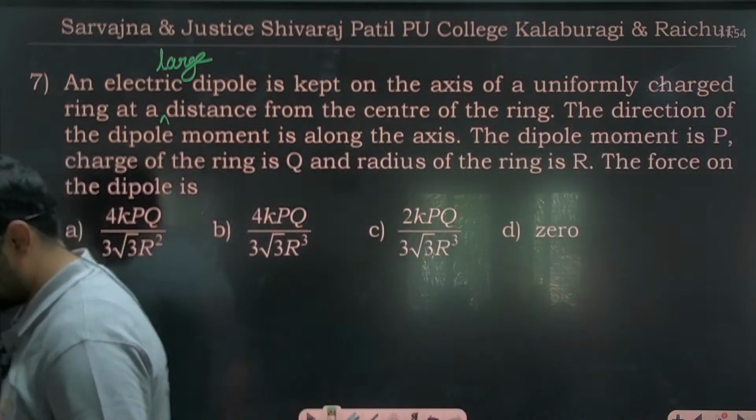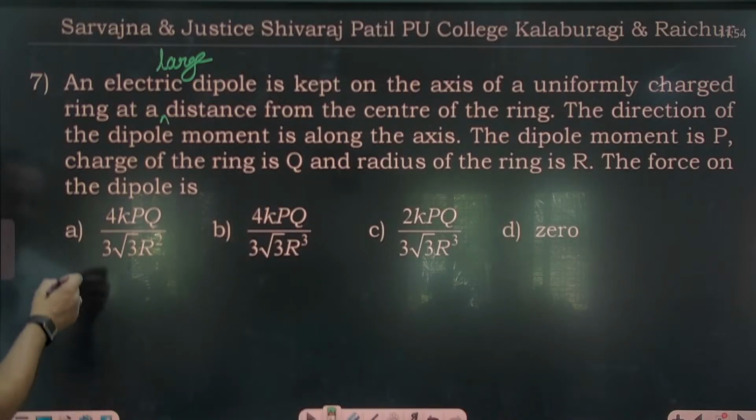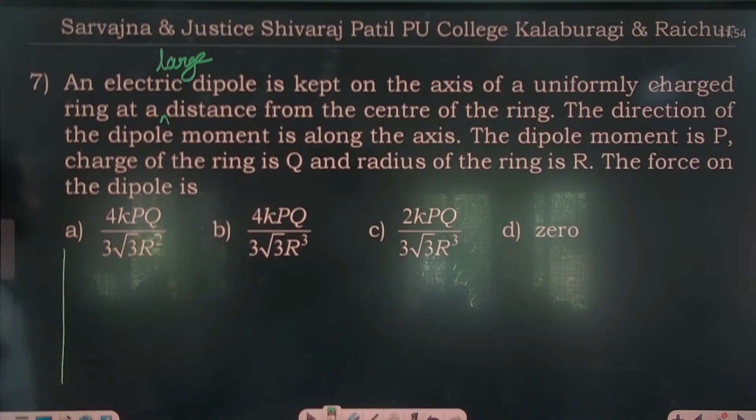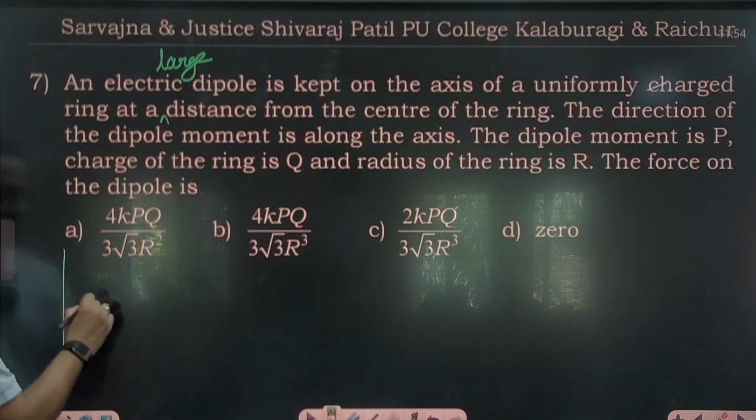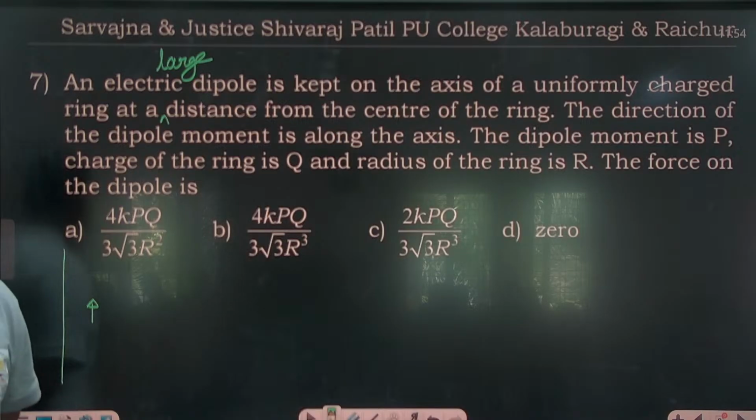We've done a similar question in yesterday's class. We had an infinitely long line charge, and then parallel to this we had placed what? A dipole. We discussed yesterday how to calculate the force. This also is similar to that.